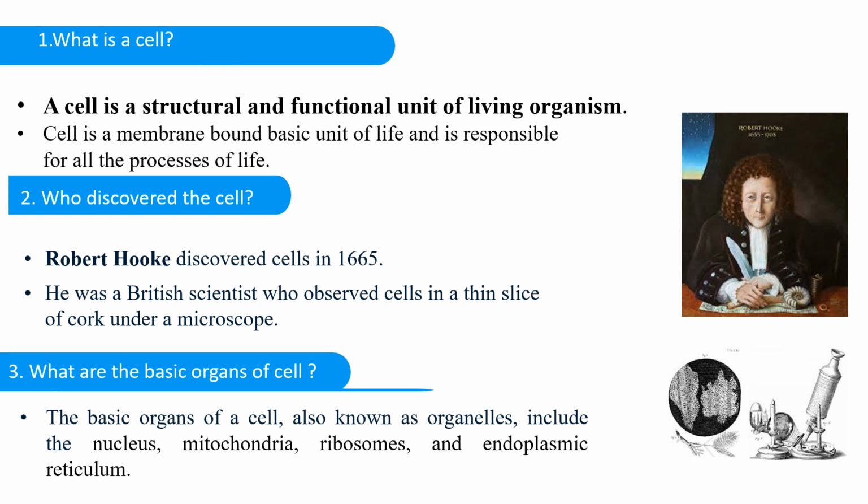What are the basic organs of a cell? The basic organs of a cell are also known as organelles. These cell organelles perform specific functions both in plant cells and animal cells. The cell organelles like mitochondria, ribosomes, endoplasmic reticulum, nucleus. So we are studying them in detail in future slides.